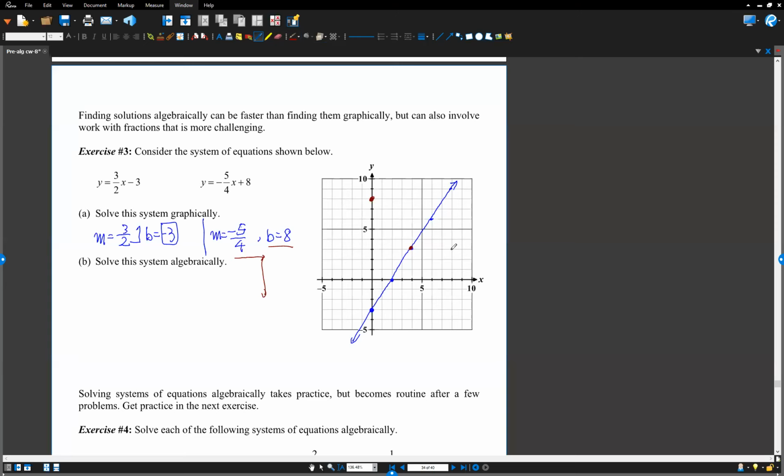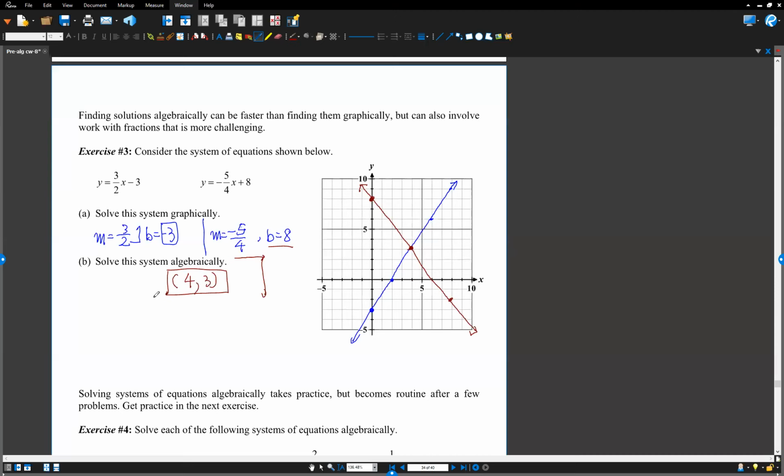Left 4, down 5. That's another point. That's the graph. We already got the solution up there. When x equals positive 4, y equals 3. That's the solution, not a set, only one solution, okay?